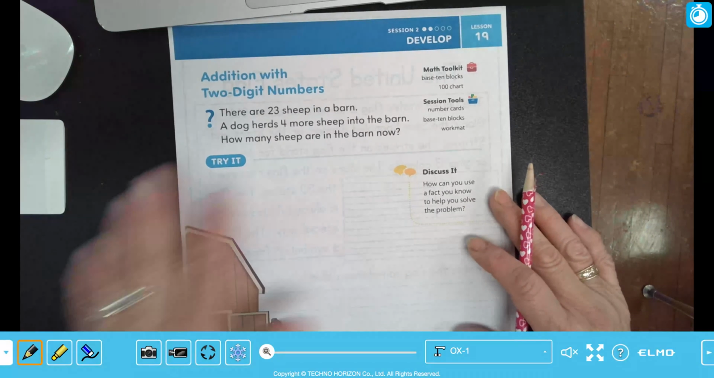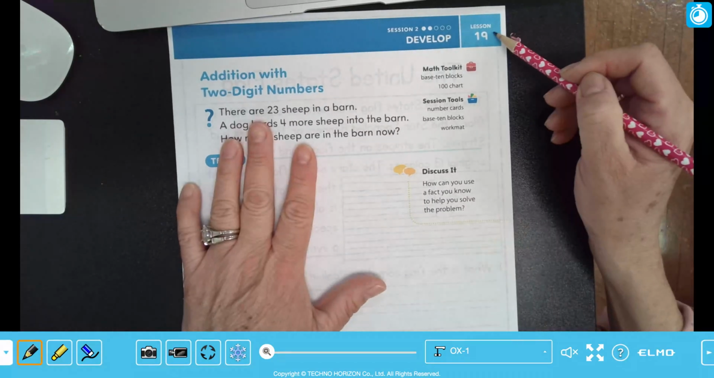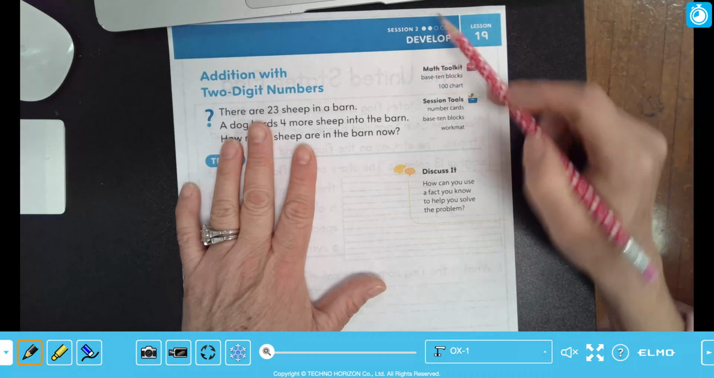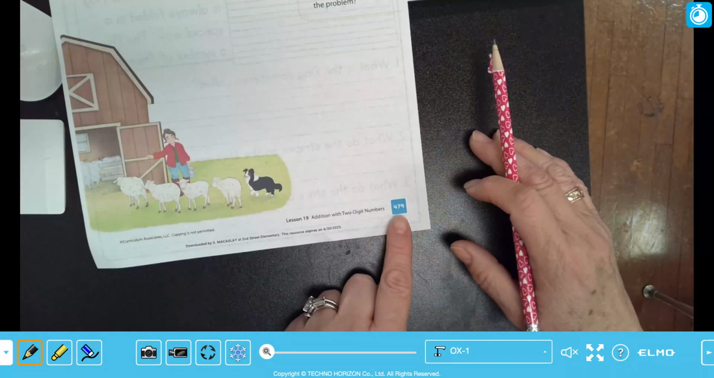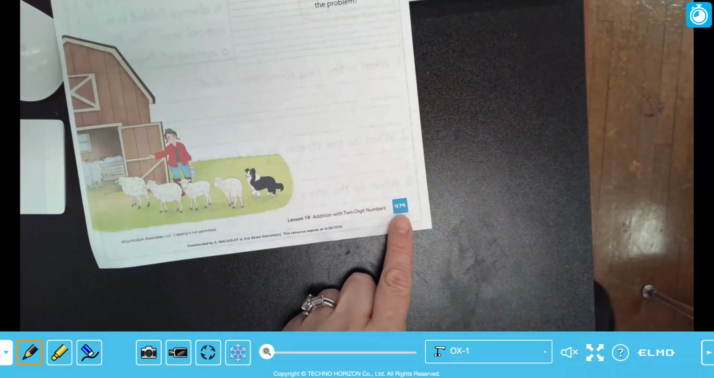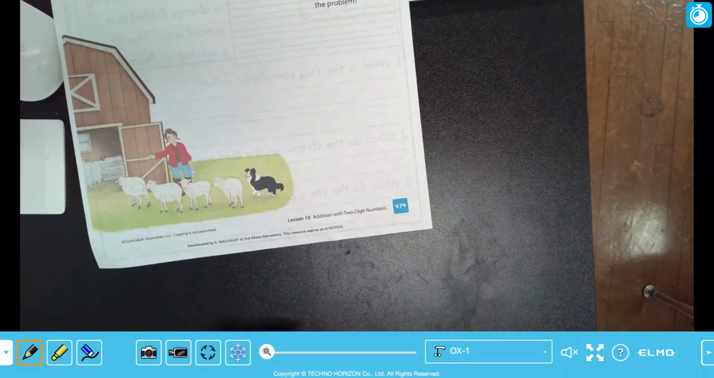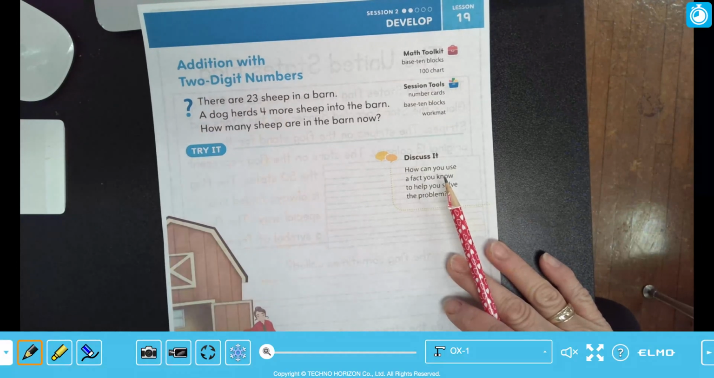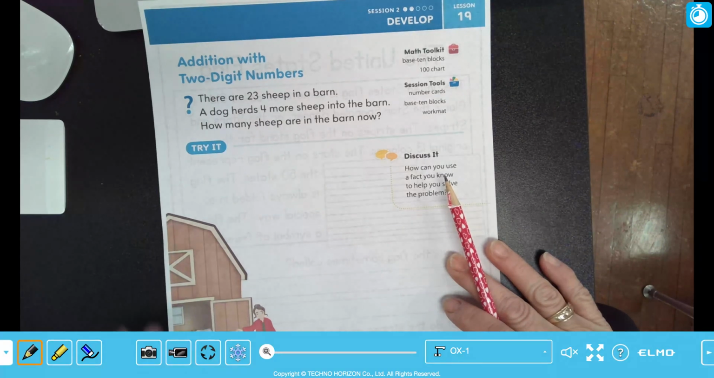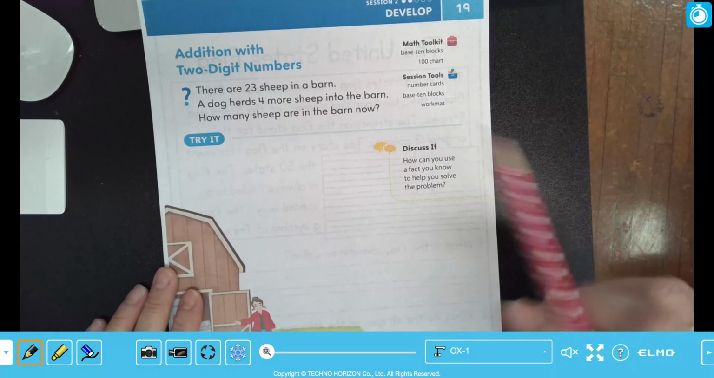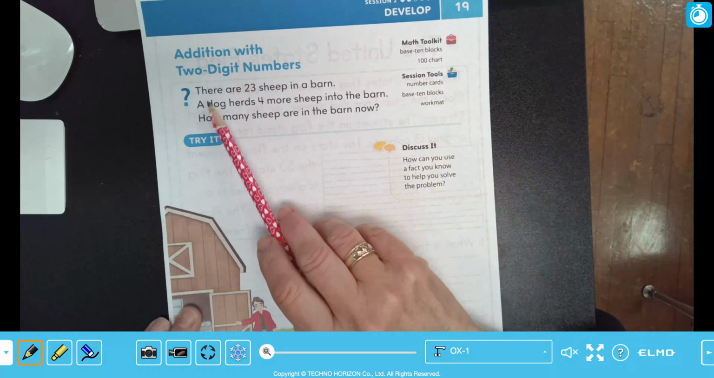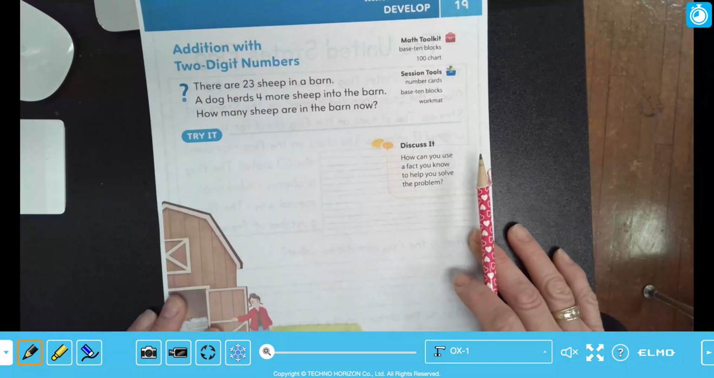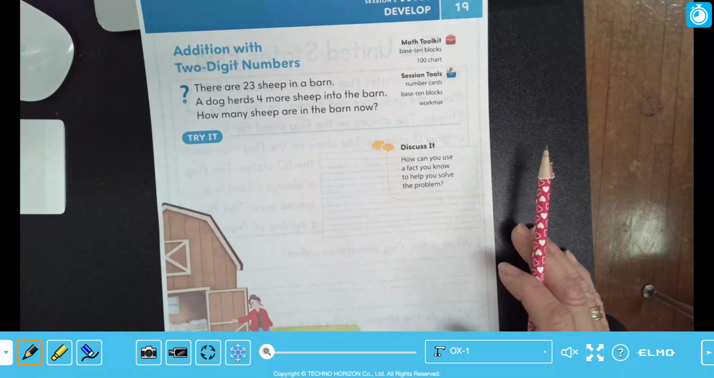Today we're working on this word problem for lesson 19, session 2, develop, and it's page 479 from the iReady. It's addition with two-digit numbers. That's what we're working on. So let's get started.